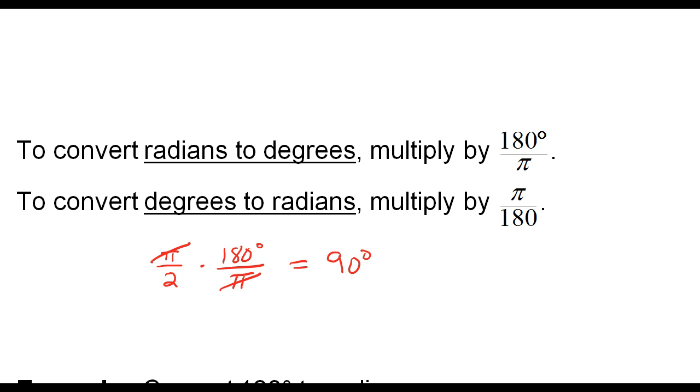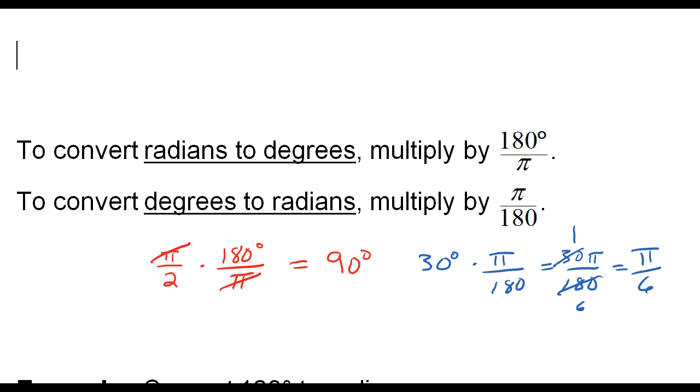Or let's say I want to change 30 degrees to radians. I'm going to multiply by pi over 180. If I multiply it, I get 30 pi over 180. We'll simplify that. 30 goes in here once, 30 goes in here 6 times. That equals pi over 6.